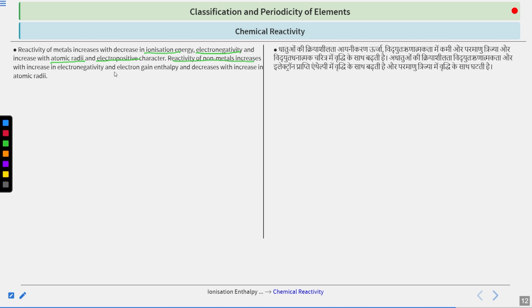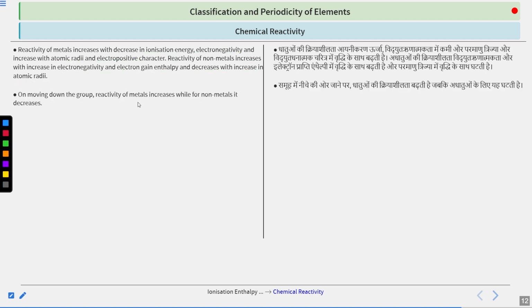Reactivity of non-metal increases with increase in electronegativity and electron gain enthalpy, and decreases with atomic size. So if you are increasing the electronegativity and electron gain enthalpy, its reactivity increases. It is opposite of the metal, because now they can take up an electron easily. Therefore, if your size increases, it will face difficulty to take the electron. If you decrease the size, it can easily take the electron because of the smaller distance between the incoming electron and the nucleus.